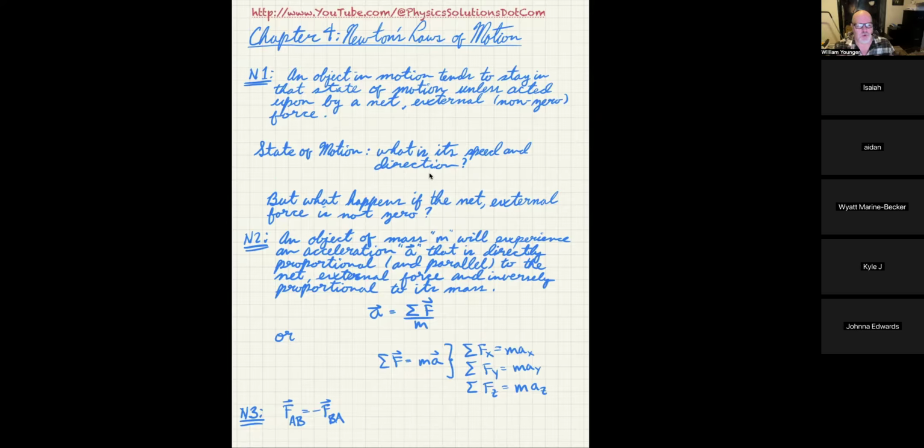So, in some circular way, that actually defines an inertial reference frame. If it obeys Newton's first law of motion, it's inertial. It's an inertial reference frame. If it doesn't, then it's not.